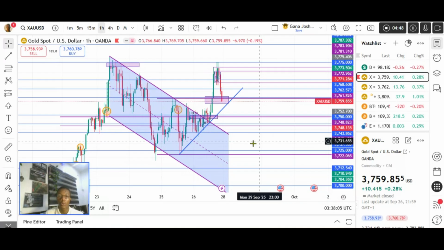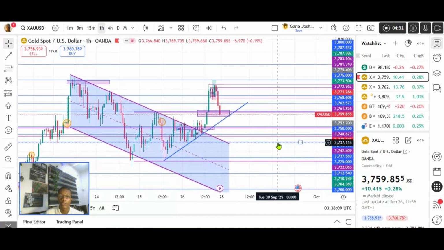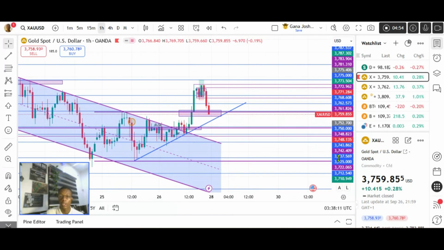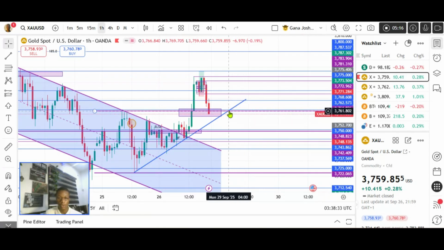So, yeah, I'm looking for a retracement around this level, 3,750. Even this level is a zone. Here is a zone. So these two levels, let's see what happens. I'm more interested in 3,750, but when the market opens, we can move from here. Once we see the action, we can take a bet on it, right?